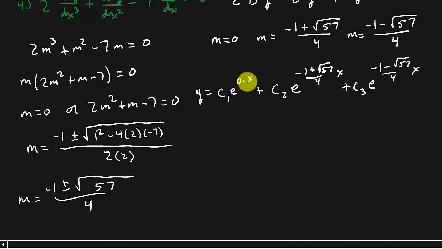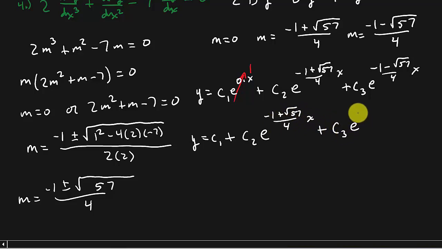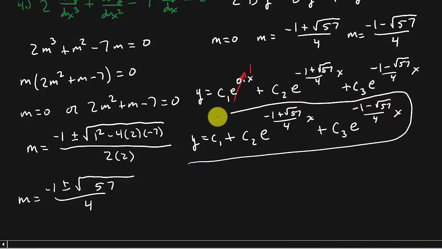And then, of course, this first term here, once again, e to the 0 is 1. And so I get y equals c1 plus c2 e raised to the negative 1 plus square root of 57 over 4 times x, plus c3 e to the negative 1 minus square root of 57 over 4 times x. And there is our solution.